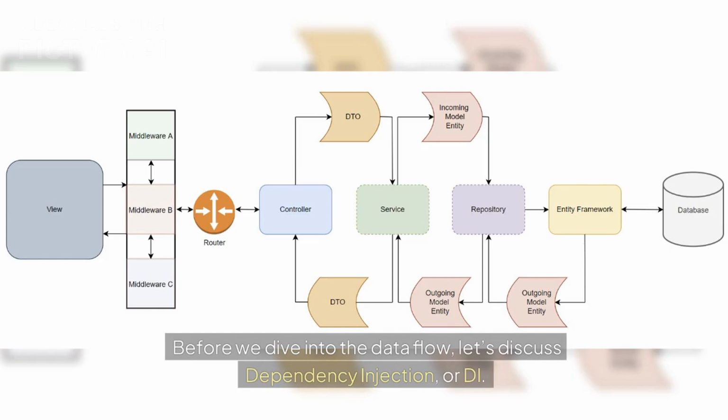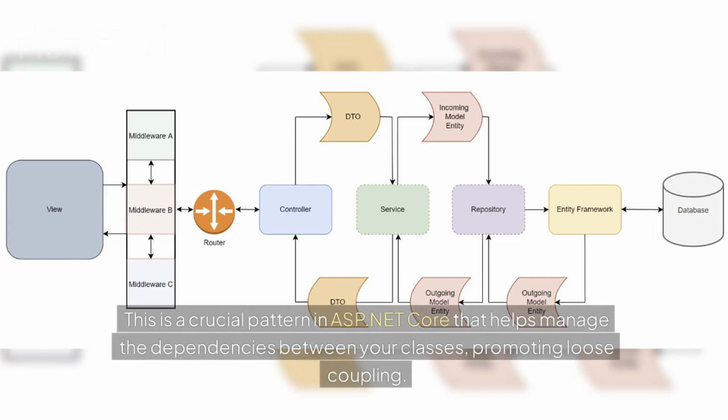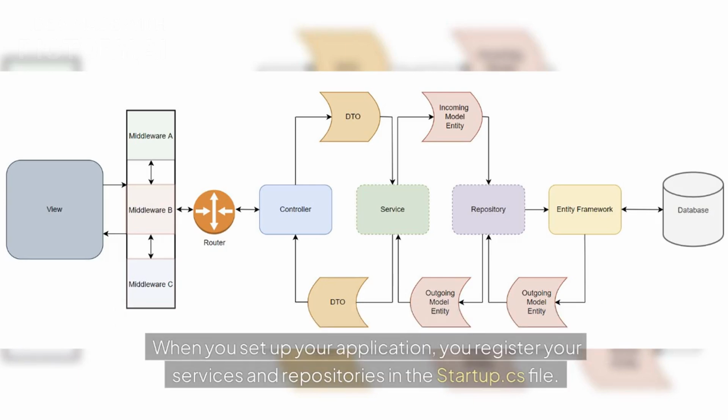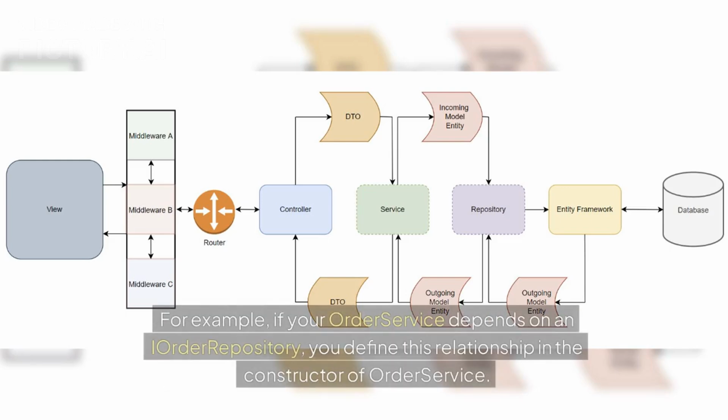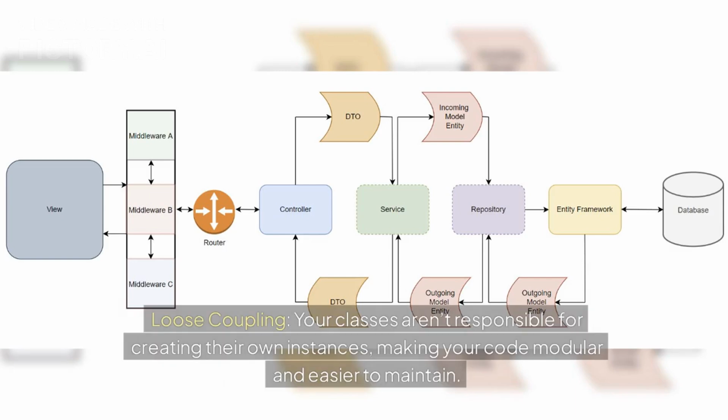Before we dive into the data flow, let's discuss dependency injection, or DI. This is a crucial pattern in ASP.NET Core that helps manage the dependencies between your classes, promoting loose coupling. When you set up your application, you register your services and repositories in the Startup.cs file. For example, if your OrderService depends on an OrderRepository, you define this relationship in the constructor of OrderService.